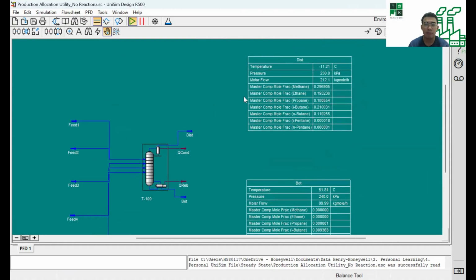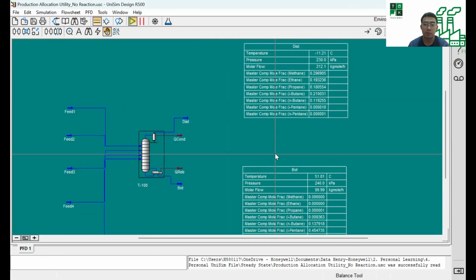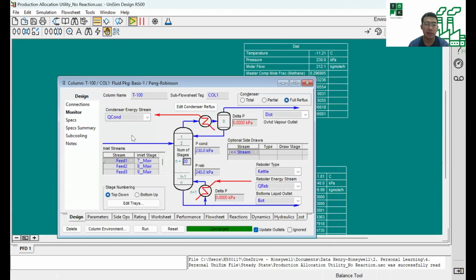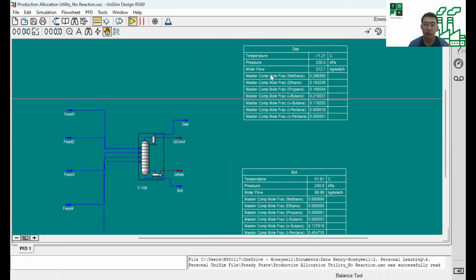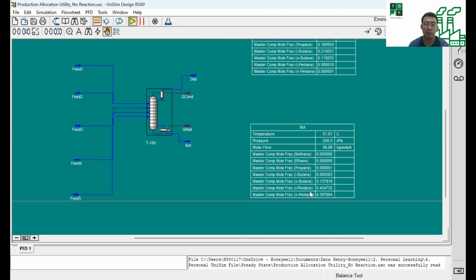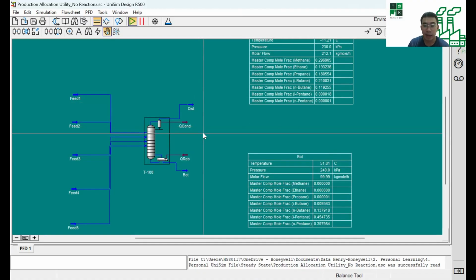Here I already show you the product stream, with the composition. So what I specify in the distillation is the bottom temperature and also the reflux ratio of 1.2. So I will get a top with -11 temperature, the bottom as I expect at 51 degrees Celsius. At a glance, at the top, we only have very little C5. This value can be neglected, while in the bottom, we have very low C3. So this is how the column separates currently.